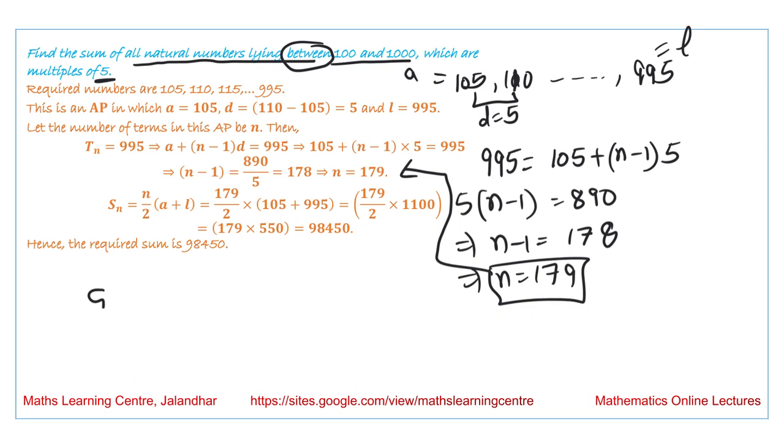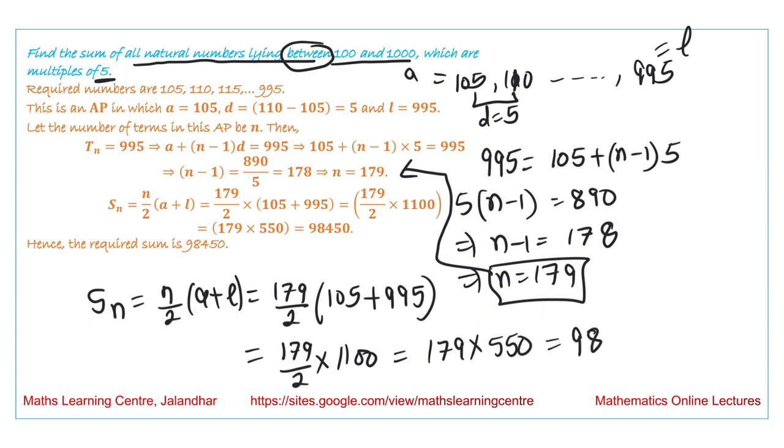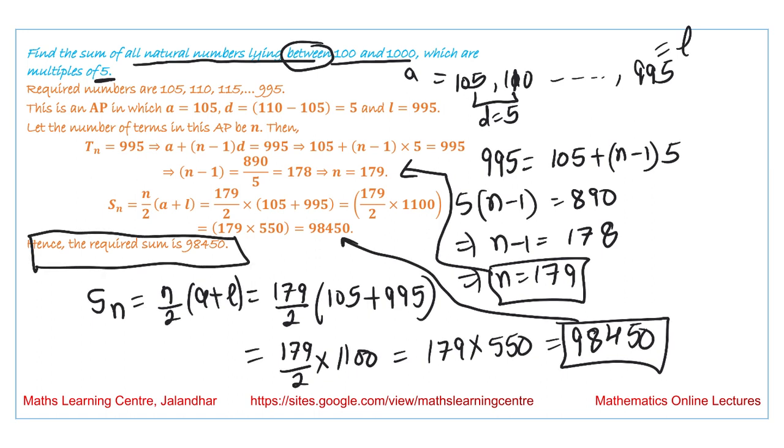Now we want to calculate the sum. So the value of Sn is n/2 × (a + l), that is 179/2 × (105 + 995). The answer we obtained is 179/2 × 1100, that is 179 × 550. So that is equal to 98450. So we are saying this is the required sum of all natural numbers lying between 100 and 1000 which are multiples of 5.